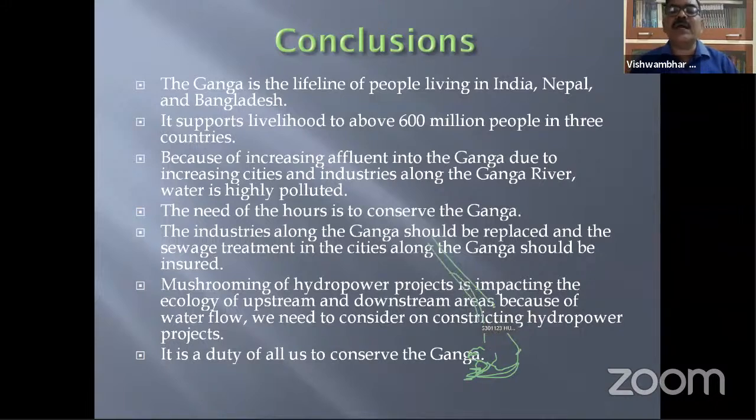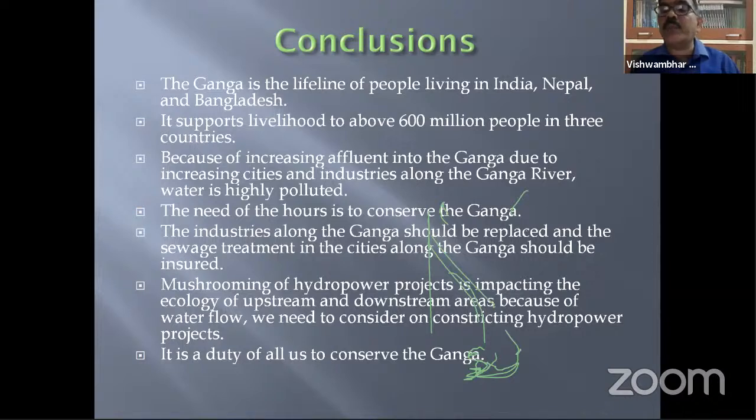The industries along the Ganga should be replaced, and sewage treatment in the cities along the Ganga should be ensured. Mushrooming of hydropower projects is impacting the ecology of the upstream and downstream areas because of the water flow. We need to reconsider constructing hydropower projects, and it is the duty of all of us to conserve the Ganga.